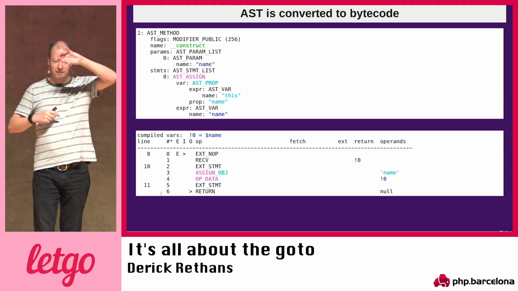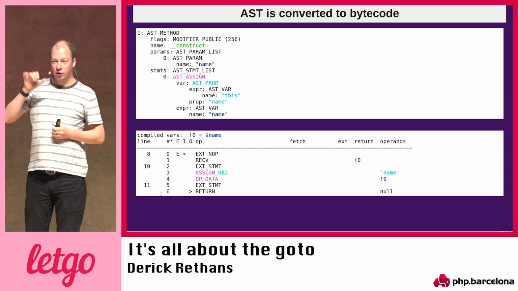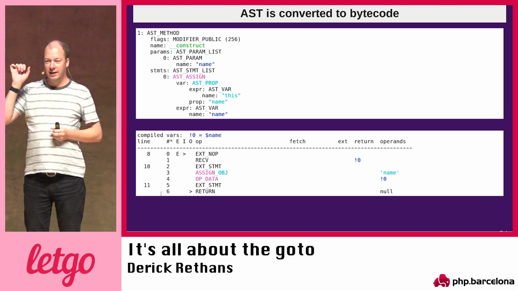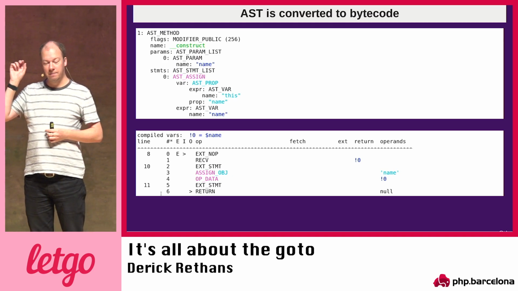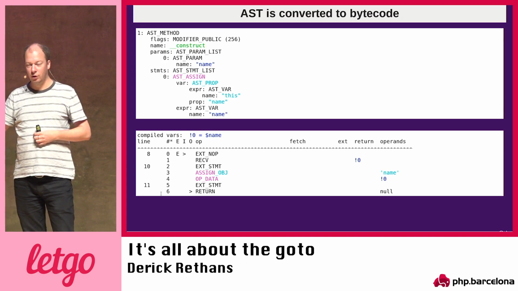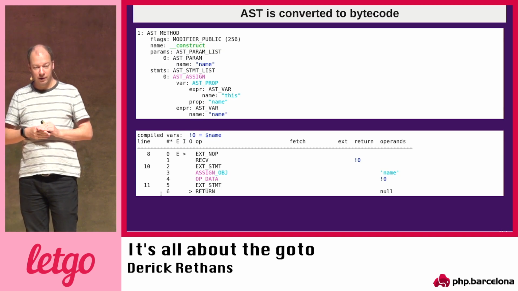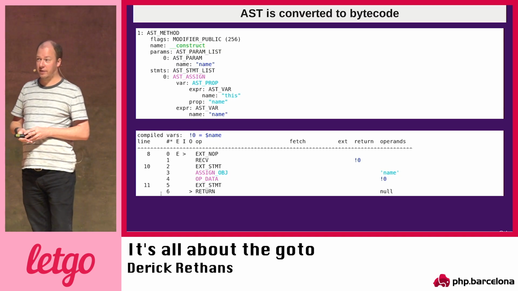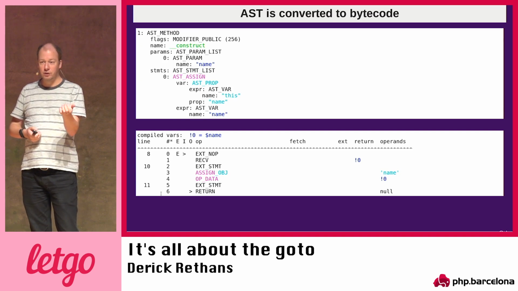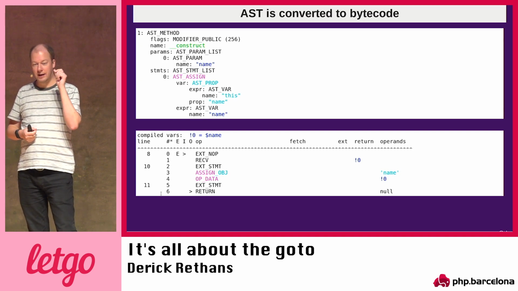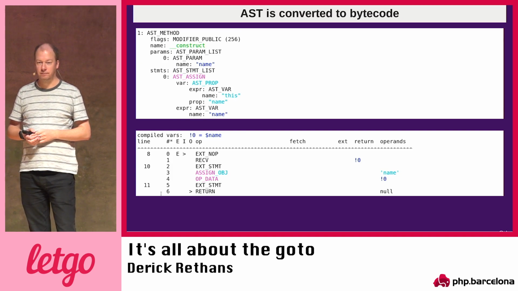So again, we have this AST on the top, where we have the constructor, and the only thing it does is assign the value of the name argument to the property that is this name. Now, in the bottom half here, we have a list of opcodes that are being generated. It is important to know that each opcode can have one return value and it can have two operands. The first one in this line, on line 8, is ExtNop. Nop stands for no operation. Basically it says do nothing, go to the next one.